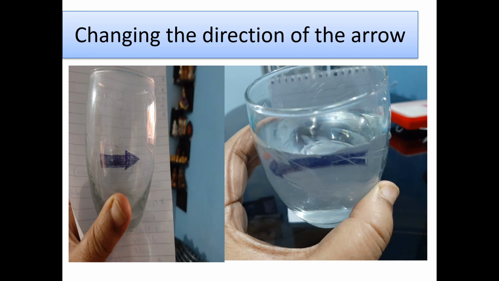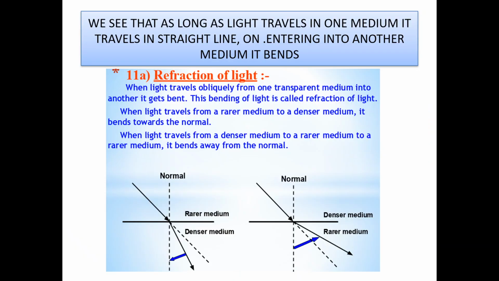I have performed one activity. You can also do it at your home. Take a paper, mark this arrow and see through the glass which is empty. Now pour some water in it. The direction of the arrow is changing. This is due to the bending of the light ray. So what is this bending called? This is the refraction of light.